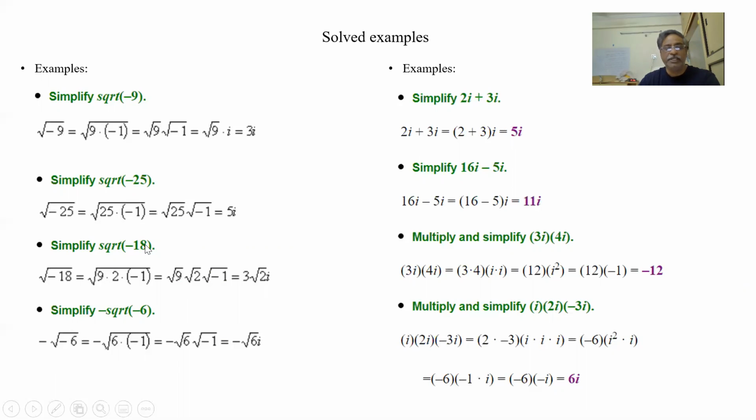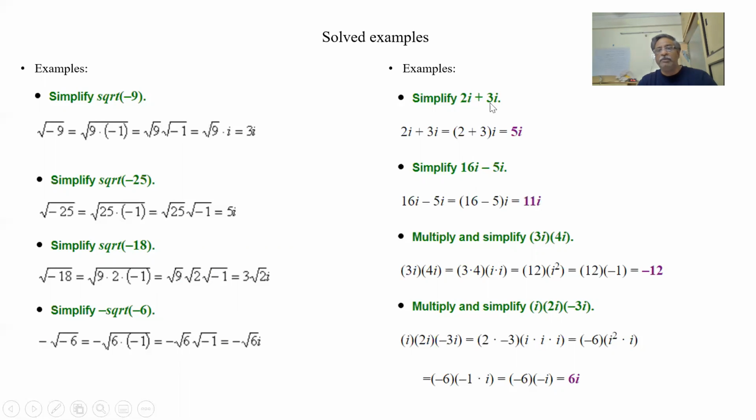So here, root of minus 18. Minus means i, root of 18. 18 means 9 twos are, so 3 root 2. Simplify the square root of minus 6. Root of minus 6 is i root 6. Minus root 6 i, or i root 6, because this i is outside the root. It is only to understand how i is behaving.